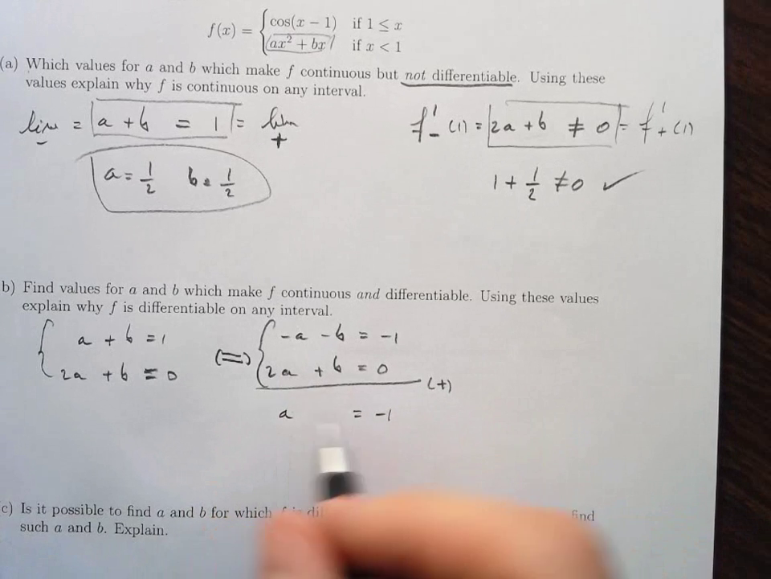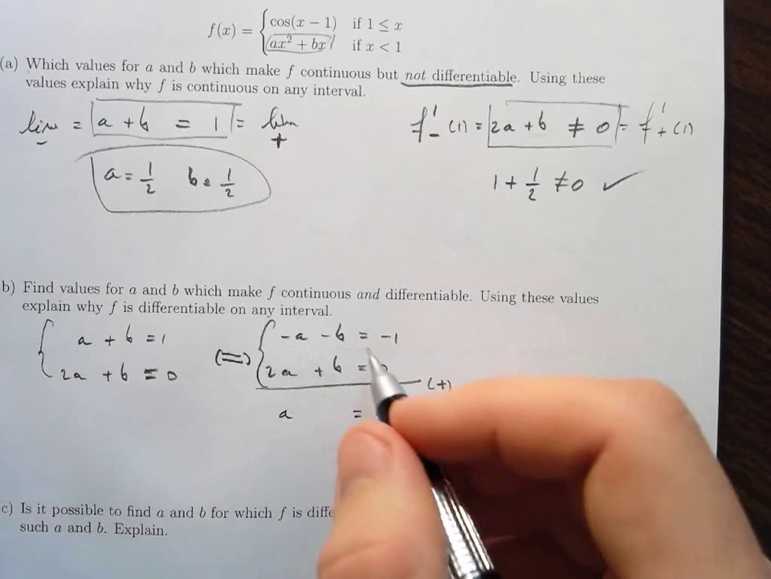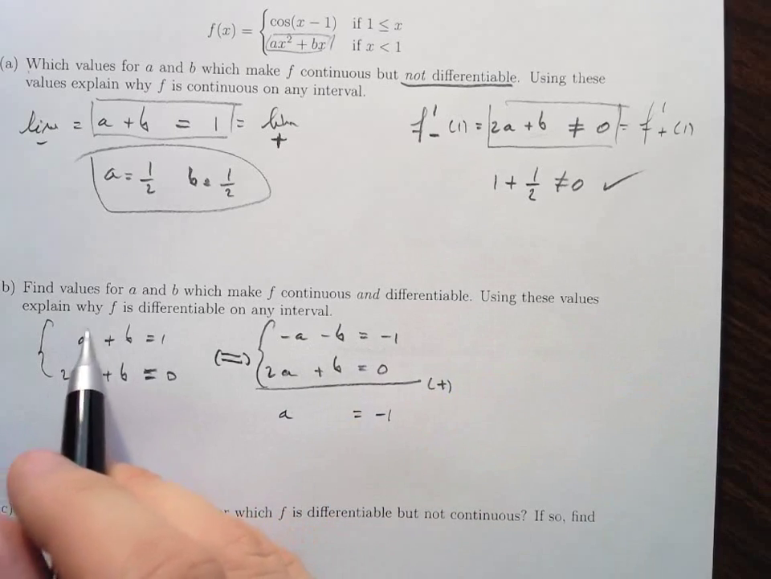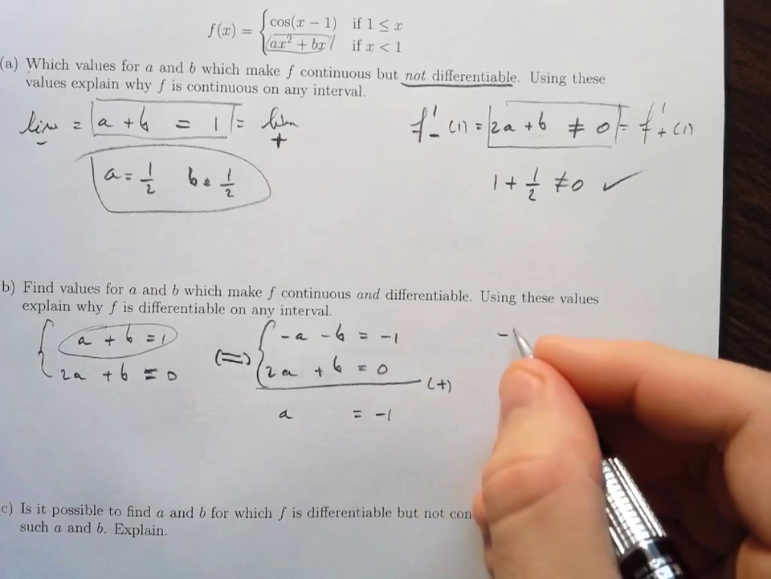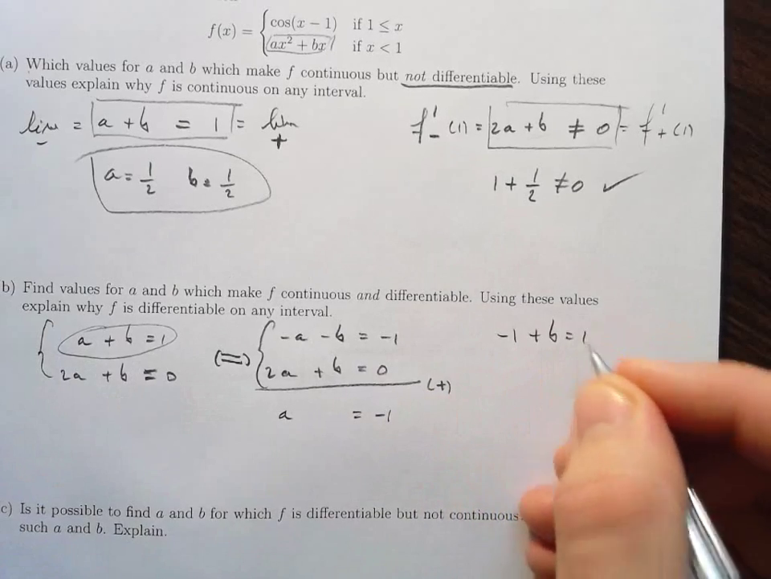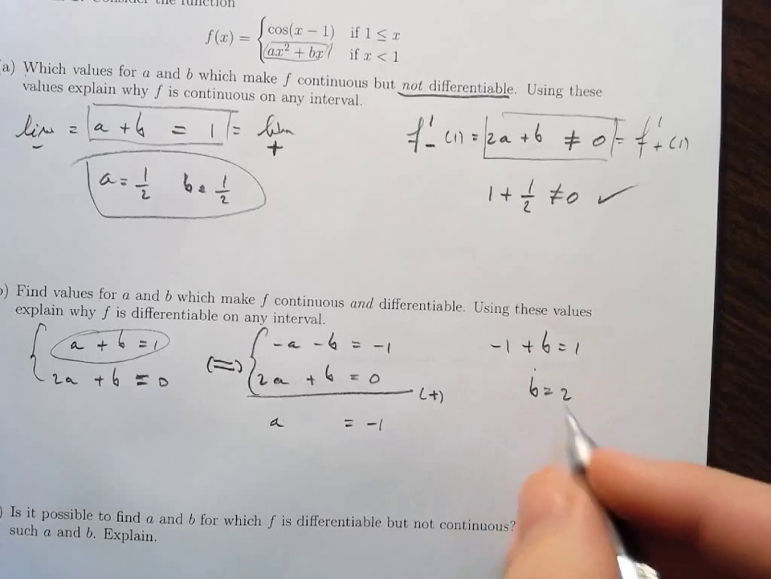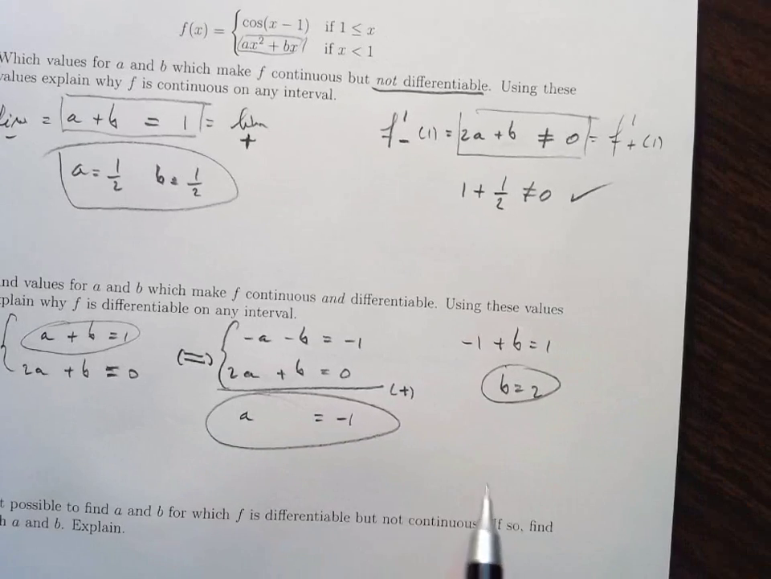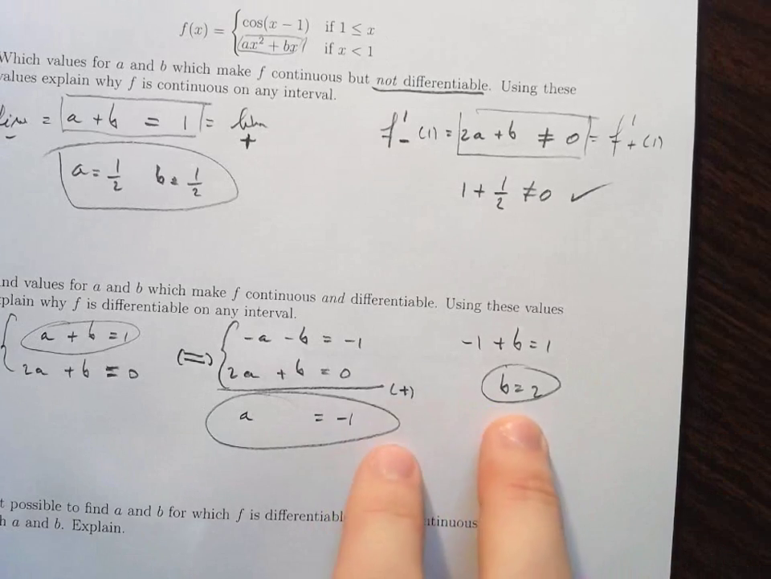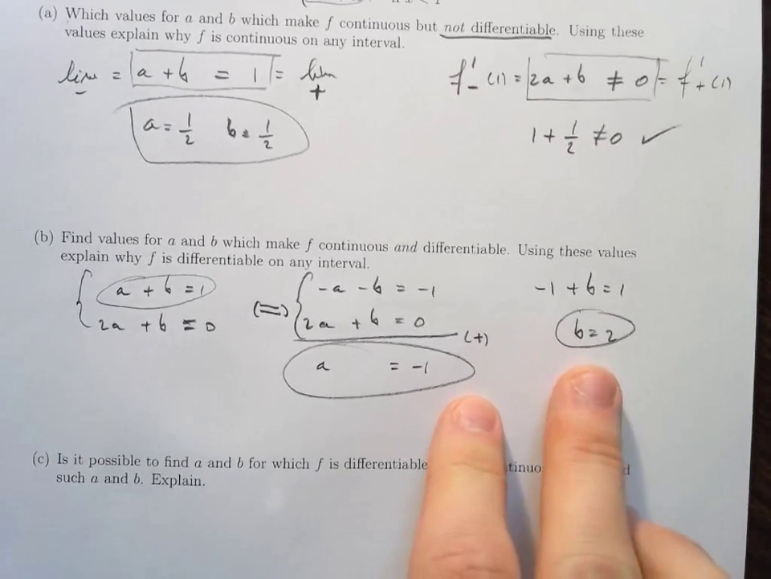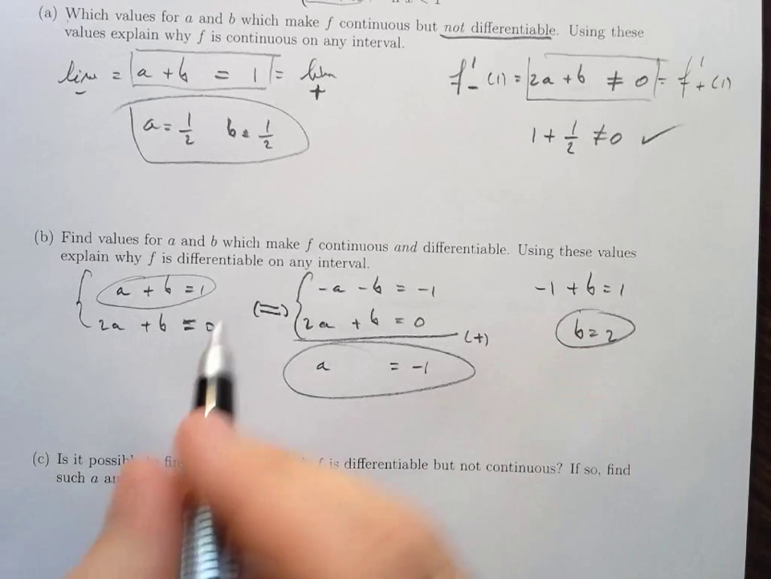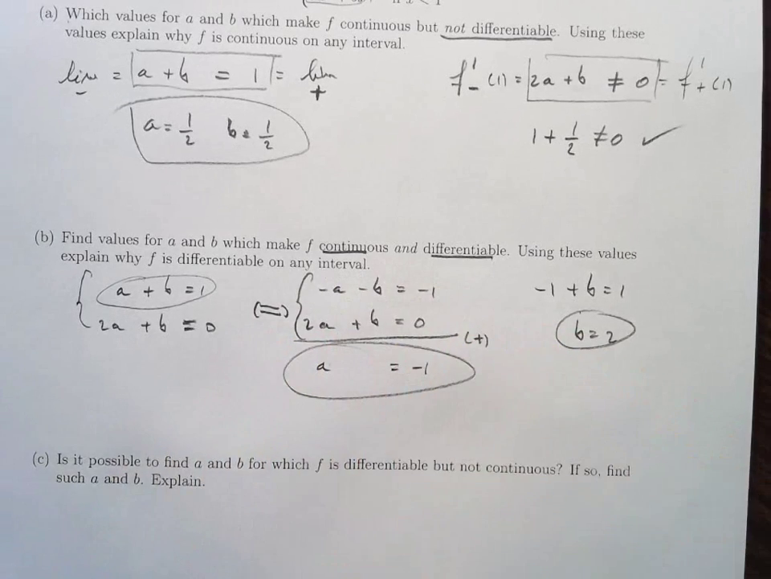And when a equals negative 1, what do I have? I can take, say, this equation, so I have minus 1 plus b equals 1, which means then b is equal to 2. So these are the unique choices for a and b that are going to make our function f both continuous and differentiable.